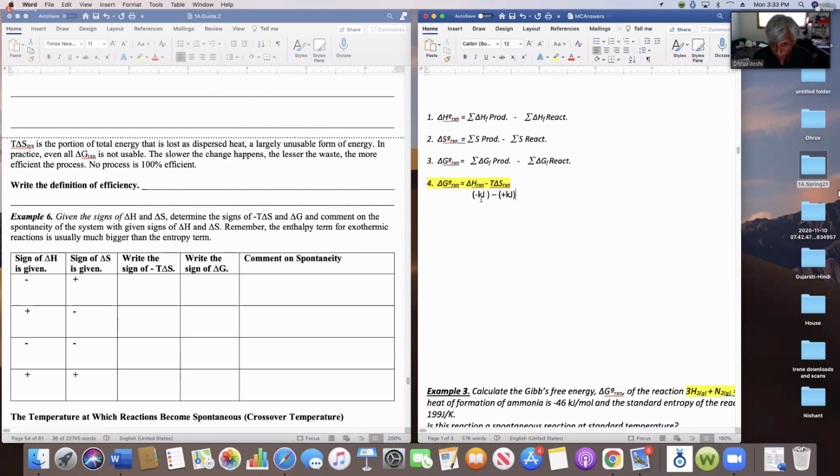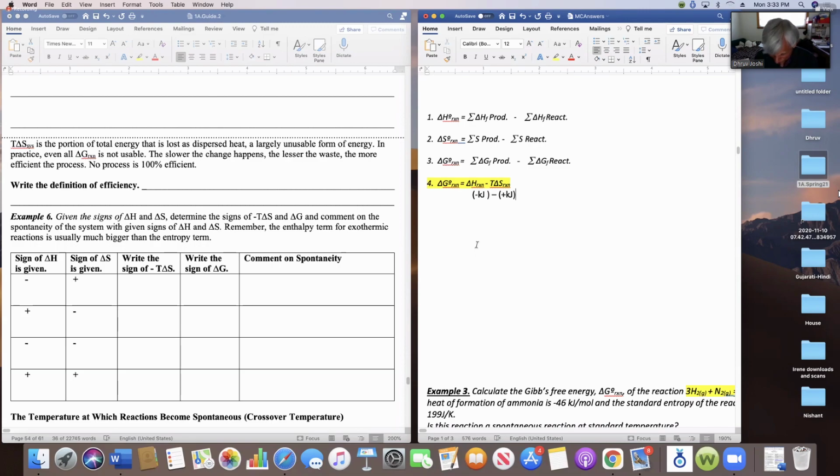Now, what does that mean? You take this negative and you are subtracting a positive from it. If the negative is bigger than the positive value over here, then delta G would be negative, so spontaneous. When would it be spontaneous? The absolute value of delta H reaction has to be bigger than the absolute value of T delta S reaction.